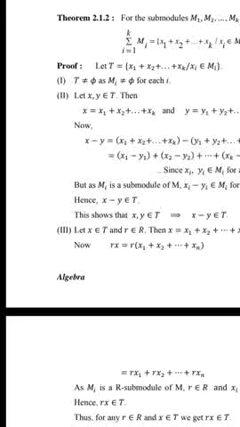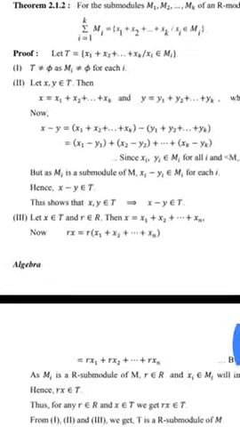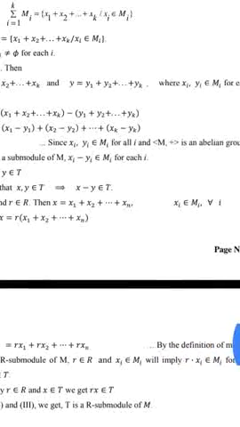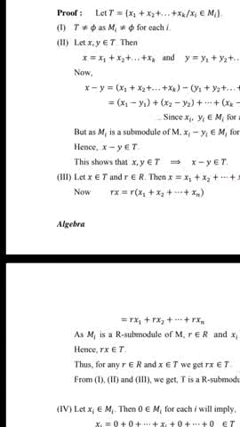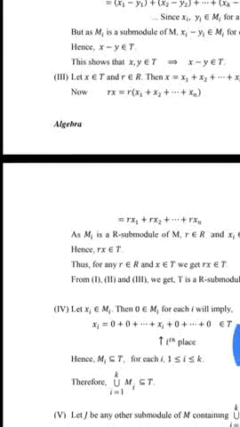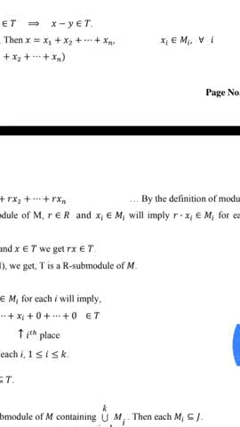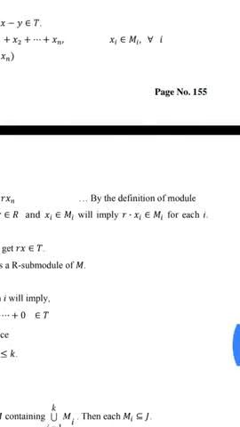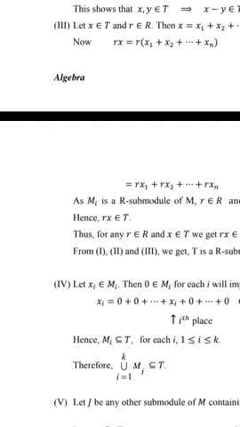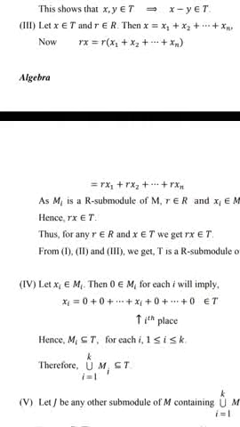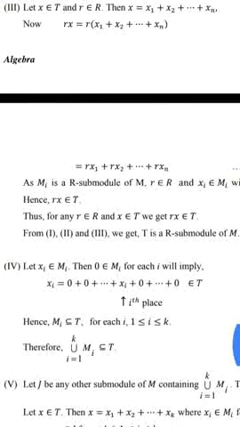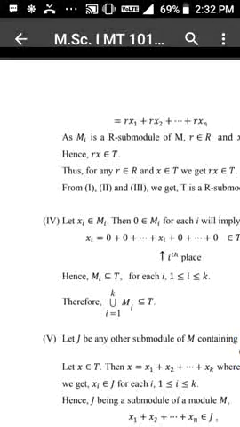Let x belong to T and r belong to R. Then x is equal to x1 plus x2 plus ... plus xn, xi belongs to Mi for all i. Now rx is equal to r times x1 plus x2 plus ... plus xn, which is equal to rx1 plus rx2 plus ... plus rxn, as Mi is an R submodule of M, r belongs to R and xi belongs to Mi will imply that r dot xi belongs to Mi for each i. Hence, rx belongs to T. Thus, for any r belongs to R and x belongs to T, rx belongs to T. From 1 to 3, we get T is an R submodule of M.